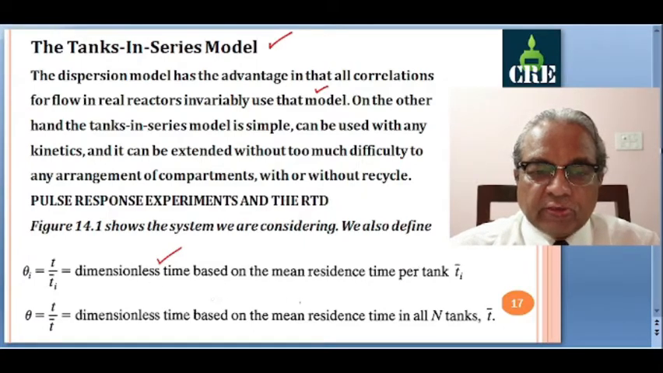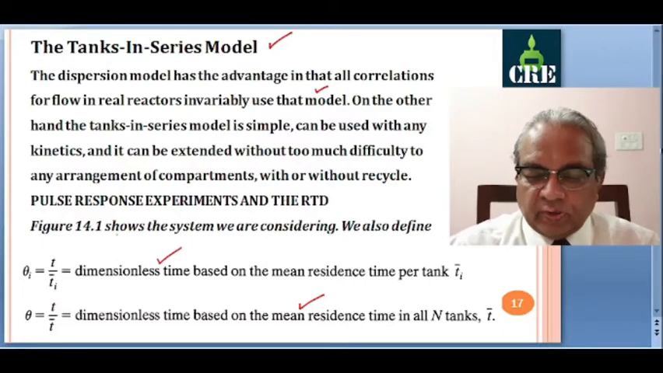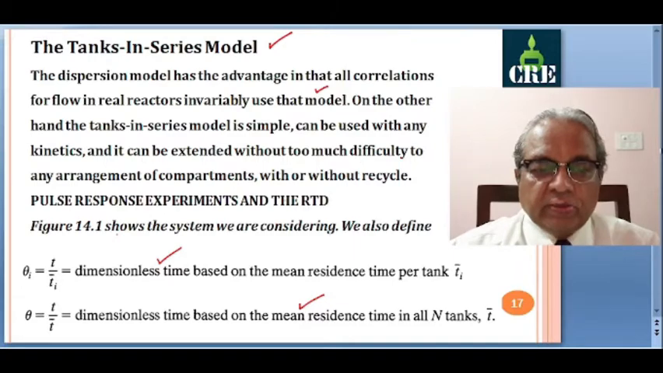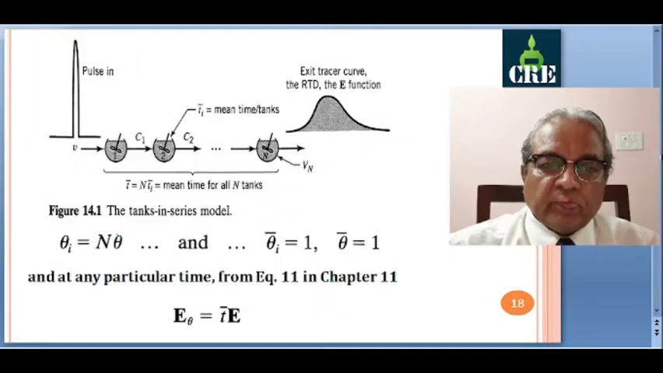Then we have dimensionless time which is based on mean residence time in all n tanks. So for all n tanks the subscript will not be there, simply t bar. So theta is equal to t by t bar. So for individual tanks or reactors, and overall for n tanks, we have defined these dimensionless times.